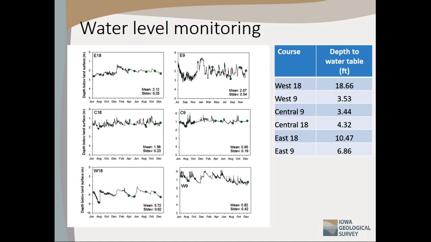First off, we put transducers in a well per course and measured the water level fluctuations there. Courses varied, and water levels varied quite a bit across the state. In the west, the 18-hole course was in the deep loess. The average water table is 18 feet down. When you get on the Des Moines lobe, the central 9- and 18-hole courses were at 3 feet down. So water levels varied quite a bit. You can see how those fluctuations occurred. And again, we can use these water table fluctuations to estimate recharge.